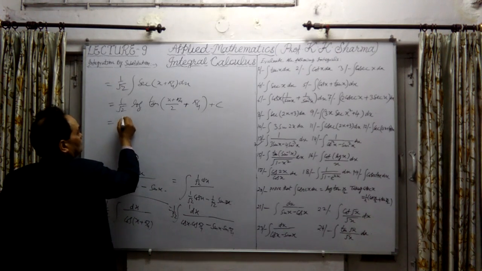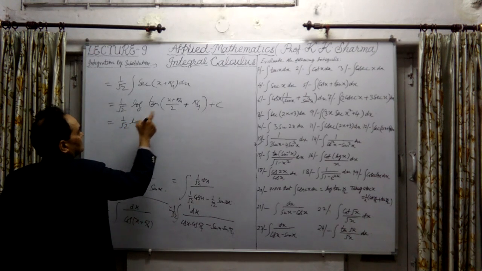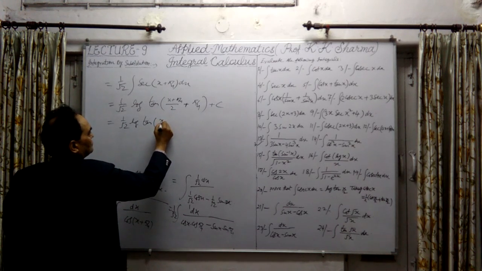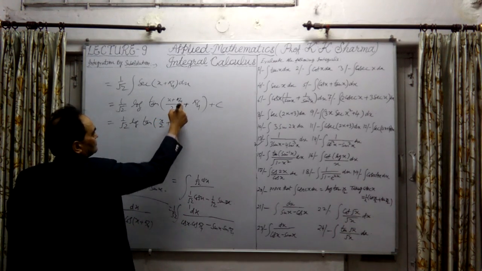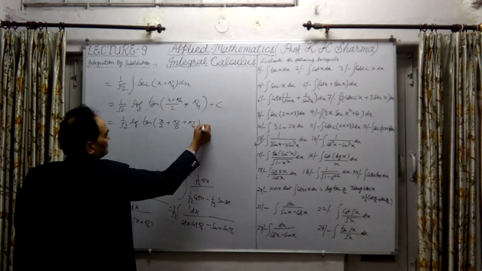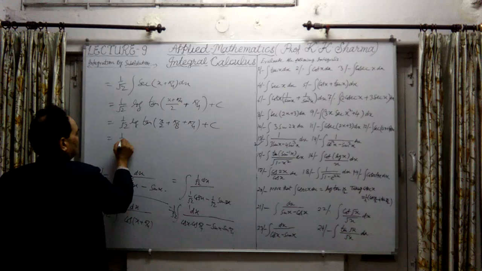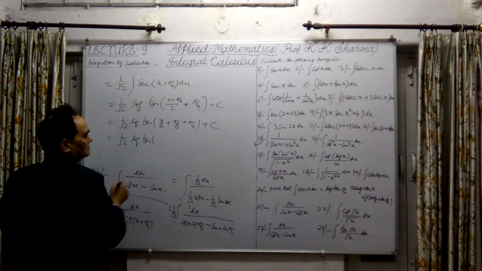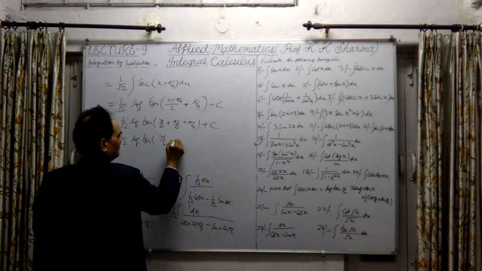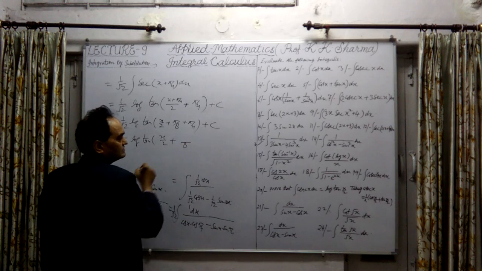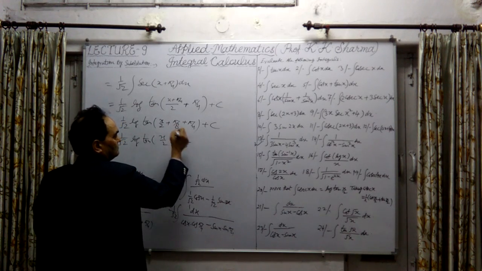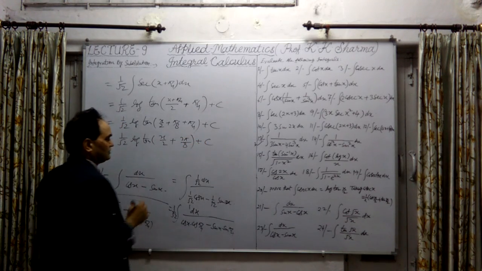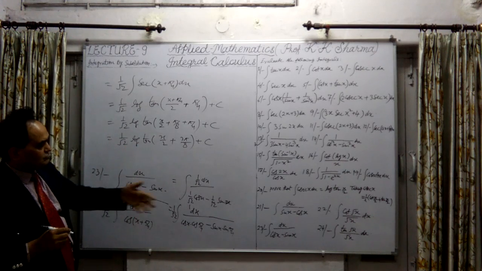So this is 1 upon root 2. Let me write further. Okay, this is log tan of x by 2 plus pi by 8, this one, plus pi by 4, with constant of integration. It will be 1 upon root 2 into log of tan of x by 2 plus pi by 8. If I take LCM, it will be pi plus 2 pi, that means 3 pi by 8, plus constant of integration. This is the final answer, 23rd question.